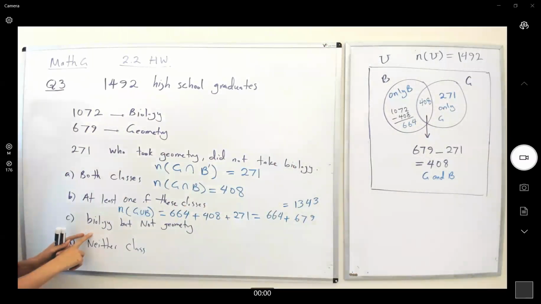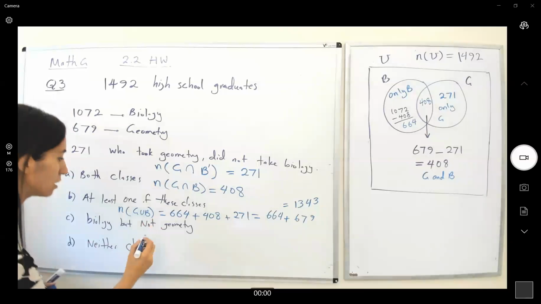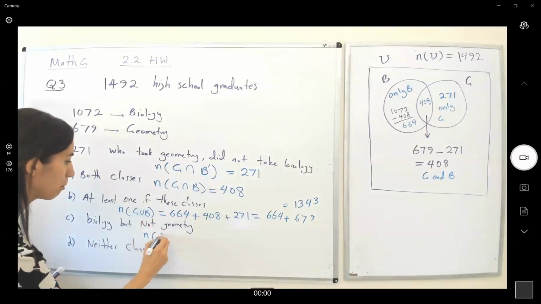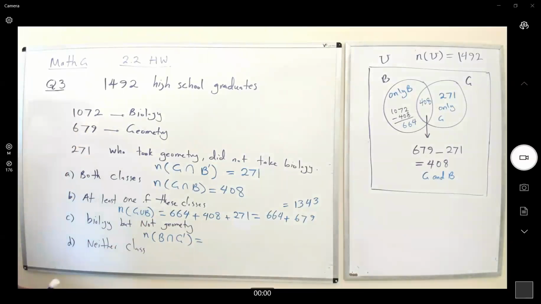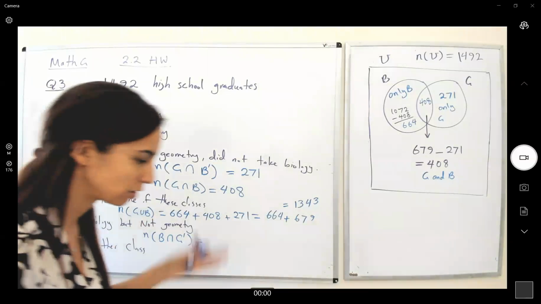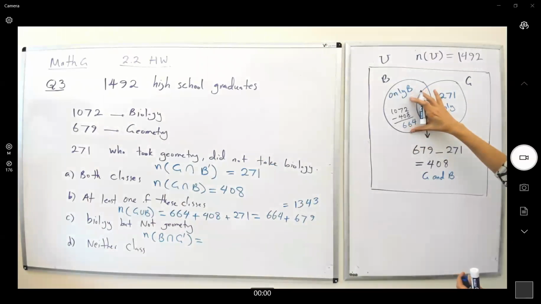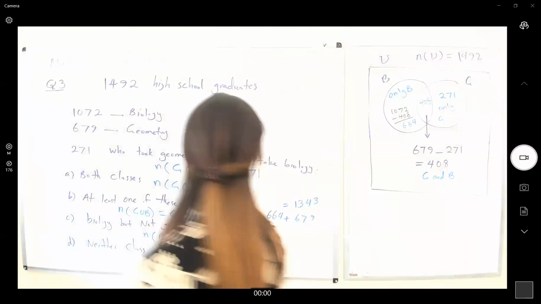Okay, for part C, biology, but not geometry. So we can interpret that into the cardinality of biology and not geometry. Only biology, which is 664.